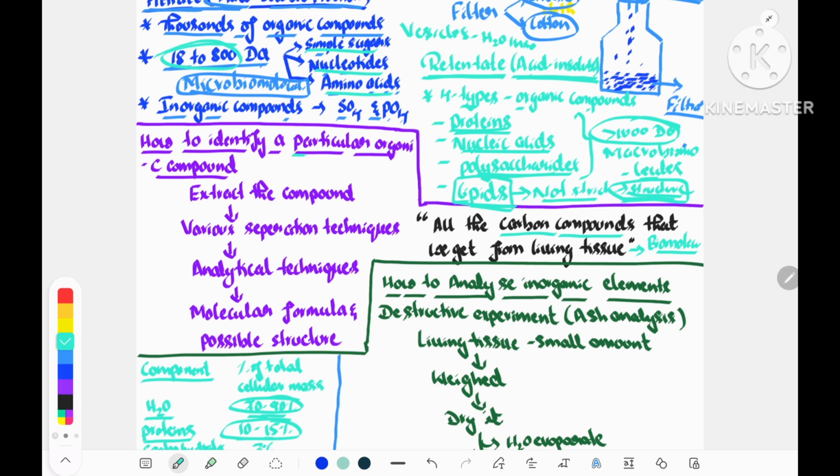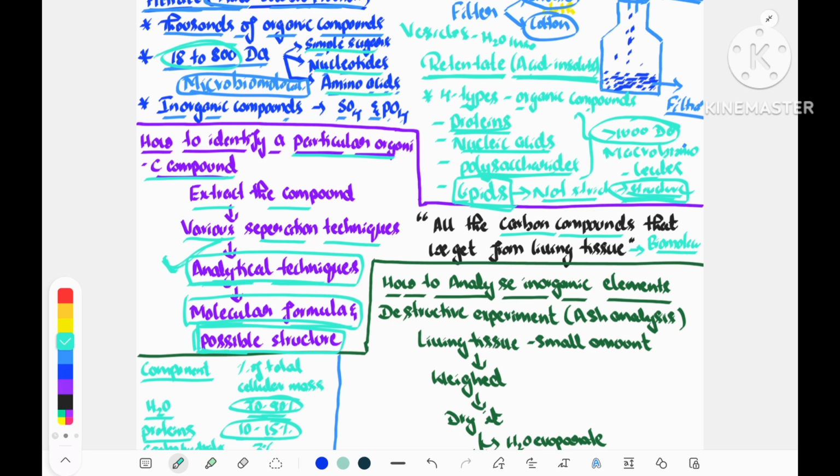Now, how to analyze a particular organic compound? A particular organic compound can be extracted by using various separation techniques, for example the chromatographic technique or the centrifugation technique, or any other. Then it is subjected to an analytical technique. Only after subjecting it to an analytical technique will we obtain the molecular formula of that compound and its possible structure. So they may ask a question like this: how can the molecular formula and possible structure of a compound present in a living tissue be determined? It is determined only after extraction and subjecting it to an analytical technique. So this is about the organic compounds which are present in a living tissue.